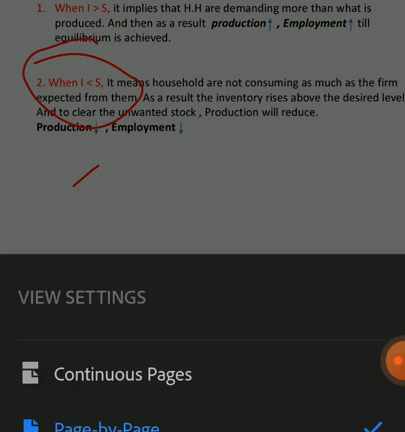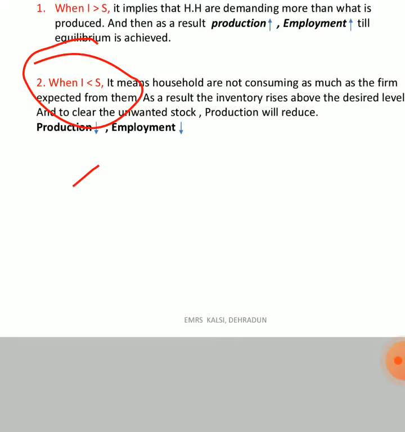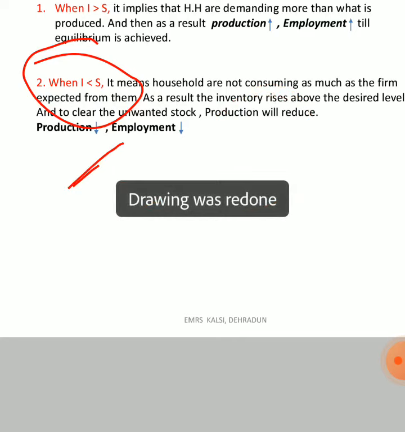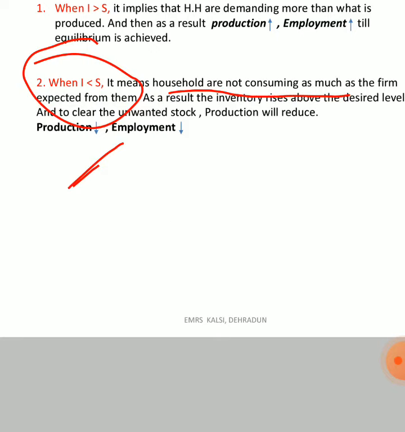When investment is less than savings, so when savings are more, when a person is saving more money, it means that person or the citizens or the households are spending less money, they are purchasing less. If you are getting 100 rupees and you are saving 90 rupees and spending 10, it means you are saving more and spending less. So households are not consuming as much as the firm expects.